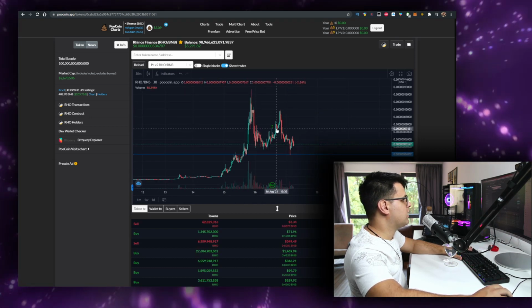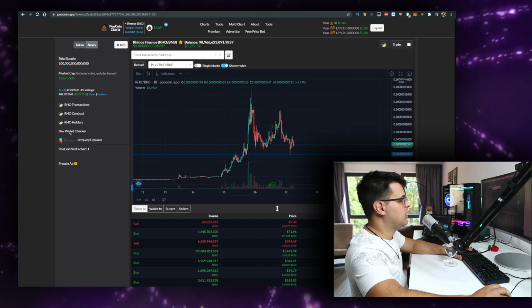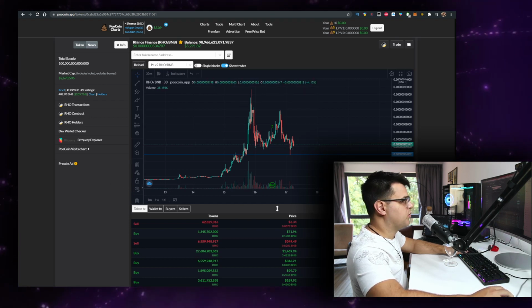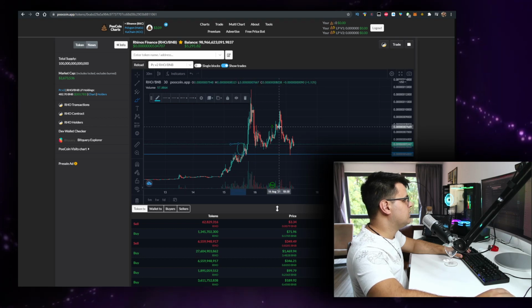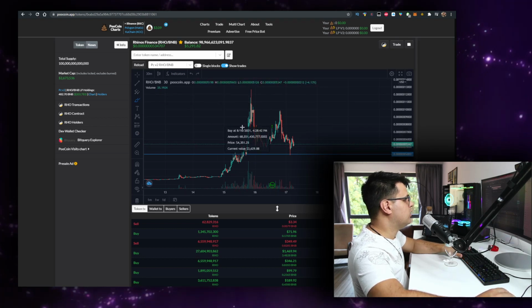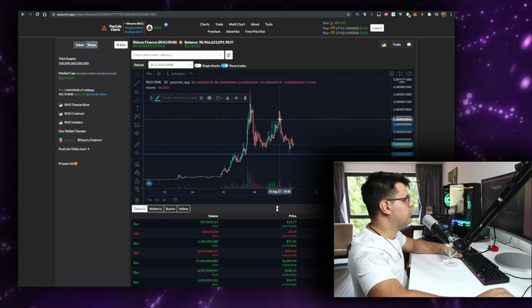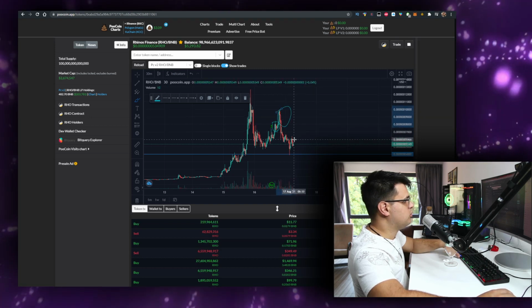This formation right here that we formed was the same formation we had here. I drew that in my free Telegram group and my paid Telegram group down below. This is pretty much how both look. They were very similar. The issue was the pump wasn't that hard, because people just sold off.